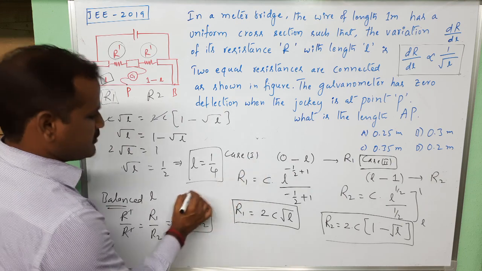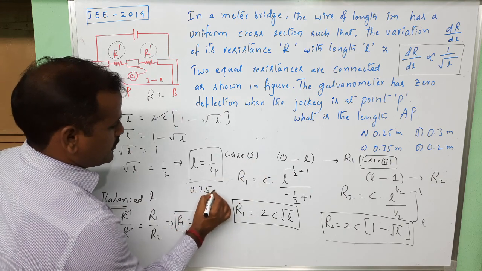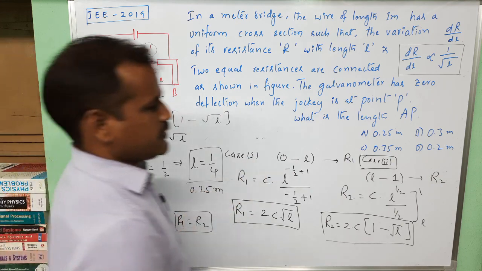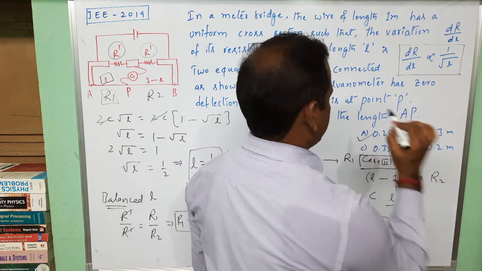In terms of options, it is 0.25 meters. So I am getting option A as the right one.